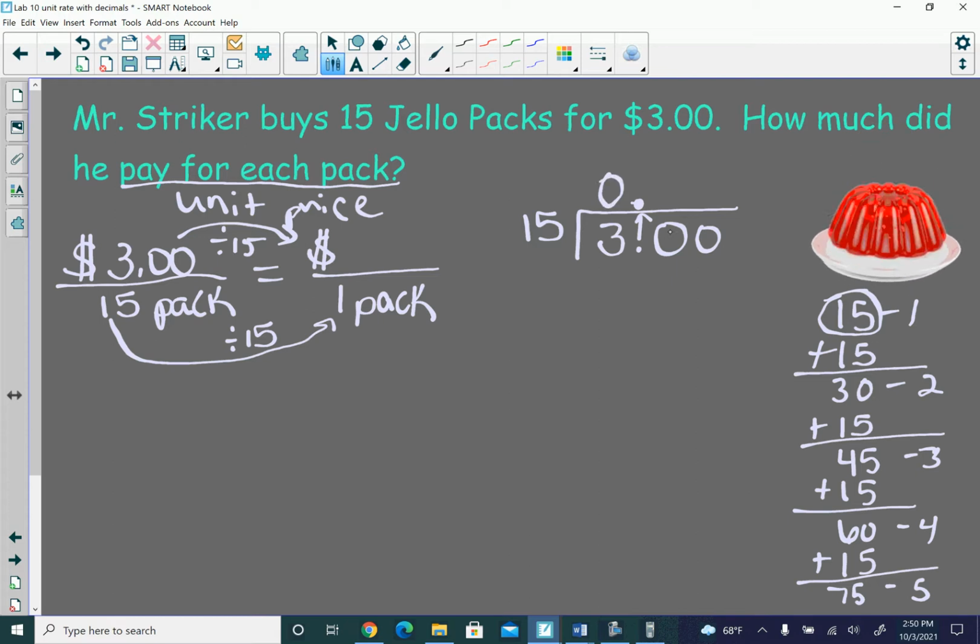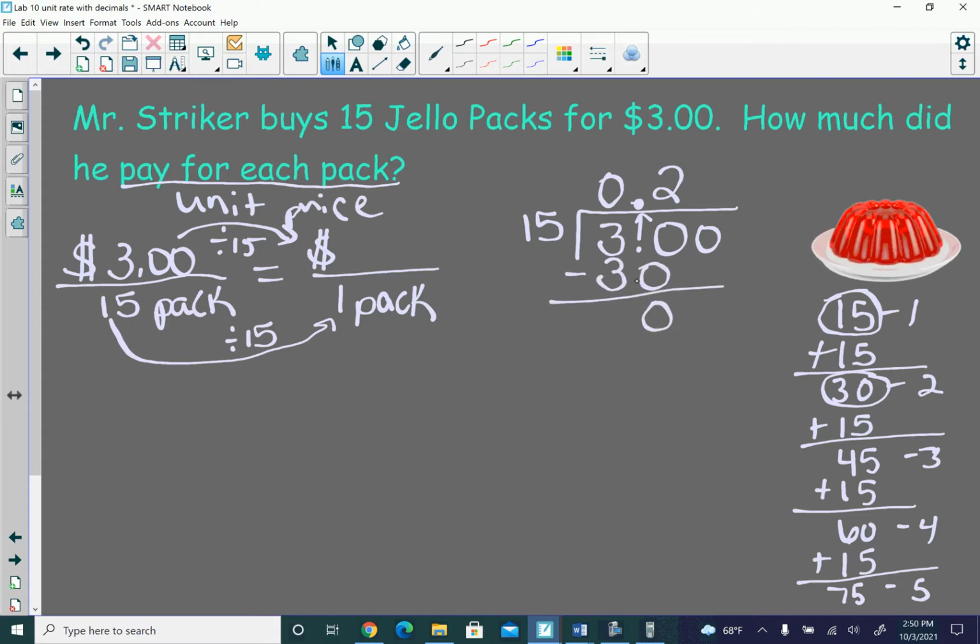So 15 will go into 30 exactly 2 times. 2 times 15 is 30, so there's no remainder. Now, I'm not finished, though, because I do have to bring down this 0. And 15 won't go into 15, so I put a 0 here, right? Not 0.2, but 0.20. And if I finish it off, there was nothing left over.